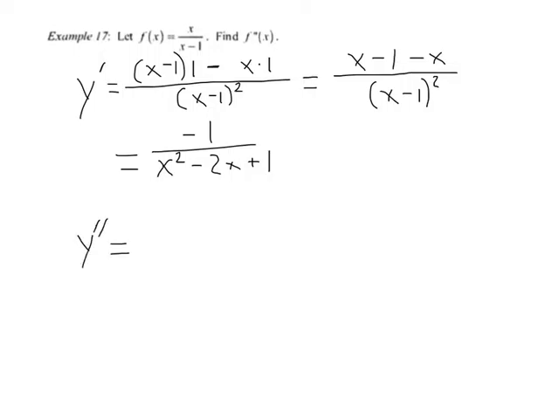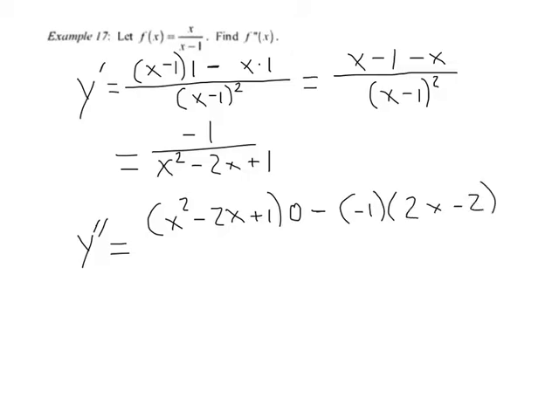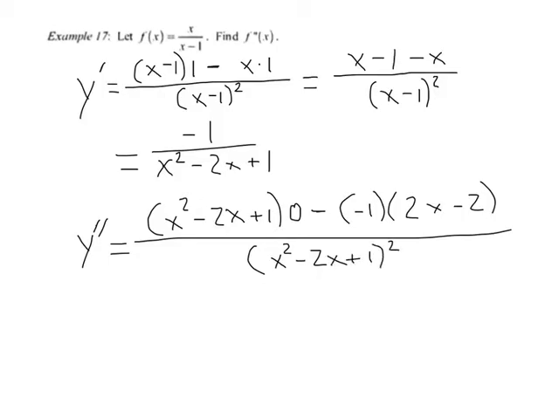So remember, again, we have to use the quotient rule here. We're taking a function divided by another function. It's going to have the low, so x squared minus 2x plus 1, times the derivative of the high. Derivative of a constant is 0, so times is 0, minus high, so minus a negative 1, times the derivative of the low, and that would get me a 2x minus 2. And then I'm going to be squaring the low. So I'm going to have x squared minus 2x plus 1 being squared.